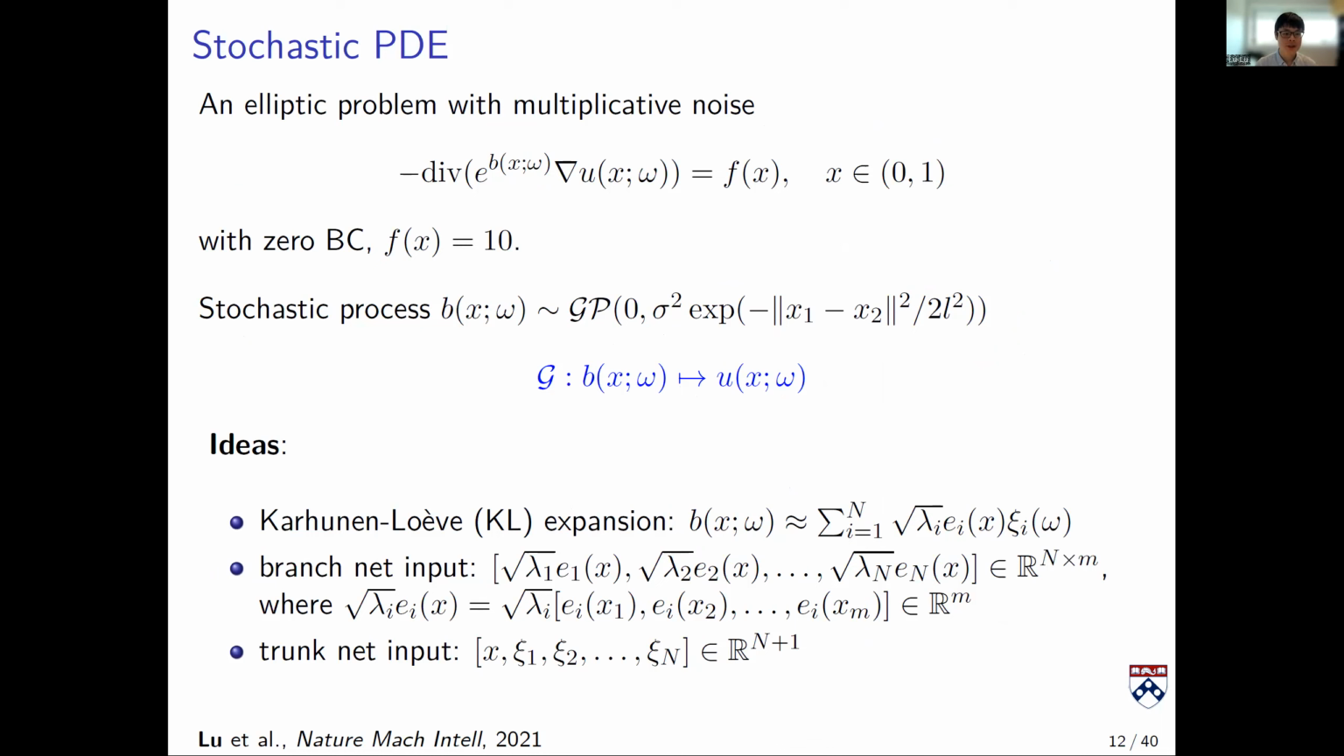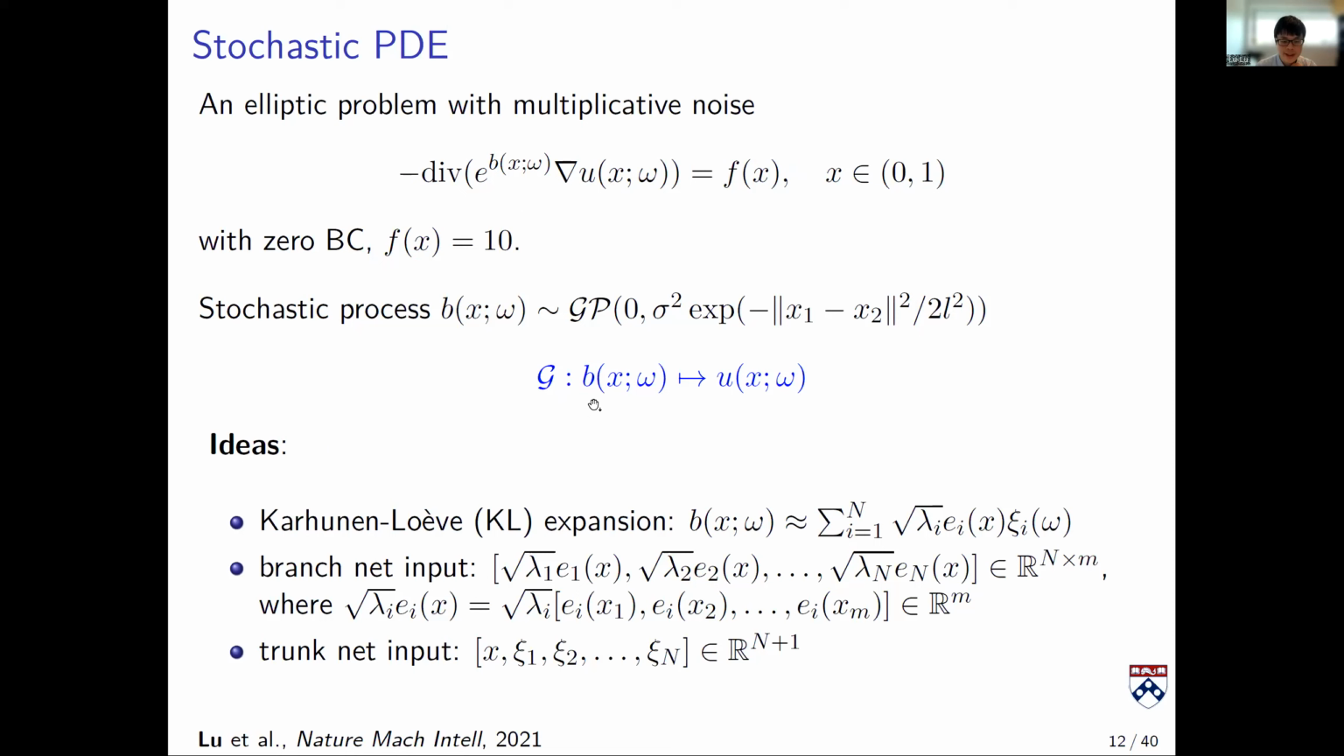So here we have a stochastic PDE, shown in this equation here. B here is a stochastic process, and in this case we assume B is a Gaussian process with different correlation lengths L. Then for different B, the solution U is also a stochastic process.